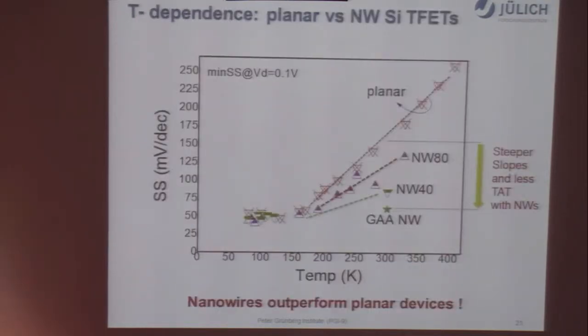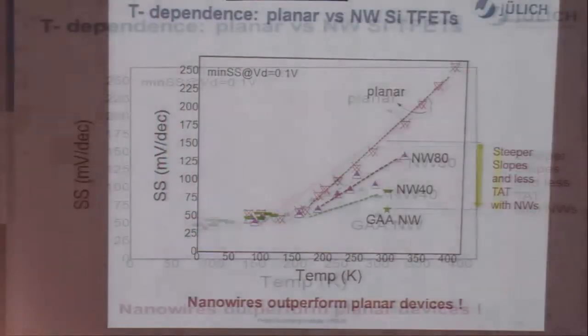And also we do some temperature dependence measurements for different structures. For the planar TFETs, a tri-gate nanowire with a width of 18 nanometers, the thickness is almost 7 nanometers. Also here is a 14 nanometer tri-gate, and now a gate-all-around with 10 nanometer nanowires.